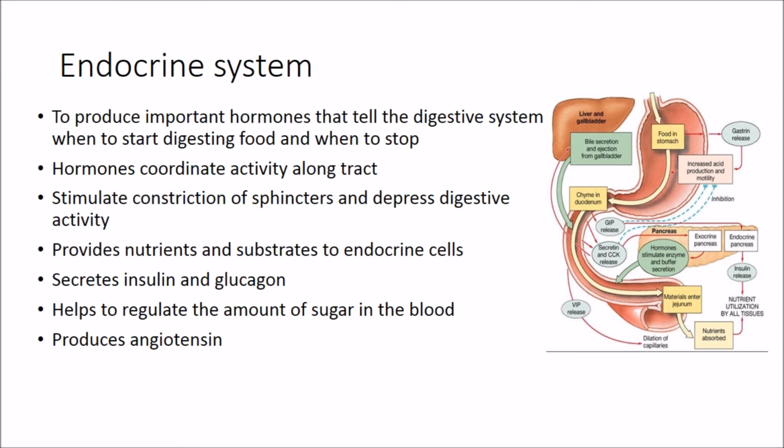As for the endocrine system, the primary role of the endocrine system is to produce important hormones that tell the digestive system when to start digesting food and when to stop. Hormones coordinate activity along the tract. Epinephrine and norepinephrine stimulate constriction of the sphincter and depress digestive activity. The digestive system will provide nutrients and substrate to endocrine cells. The endocrine cells of the pancreas will secrete insulin and glucagon. Insulin and glucagon are the hormones that help to regulate the amount of sugar in the blood.